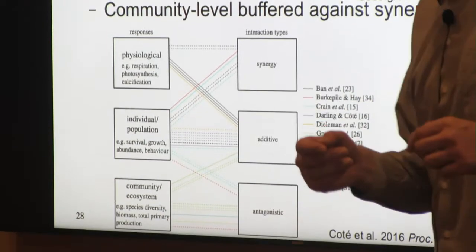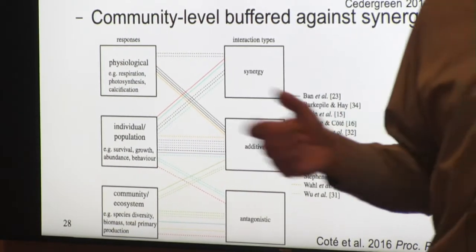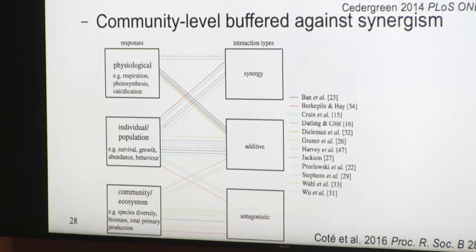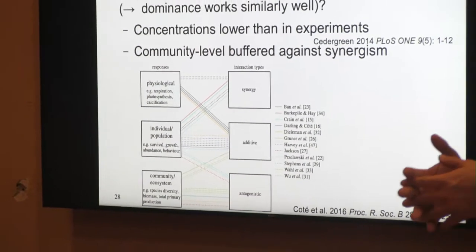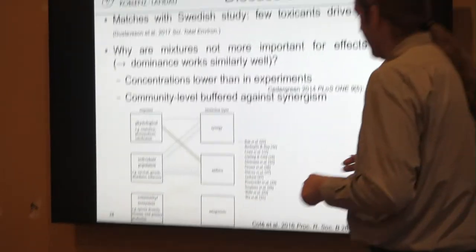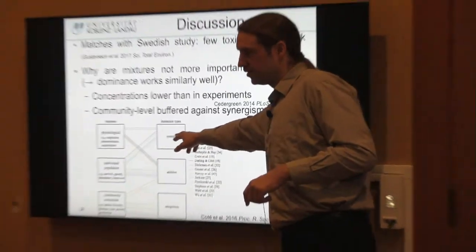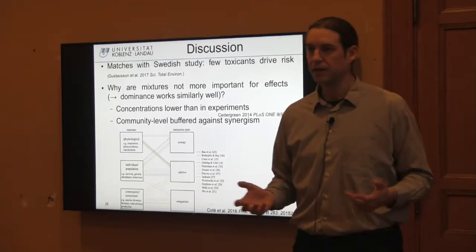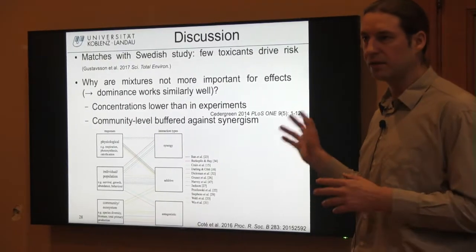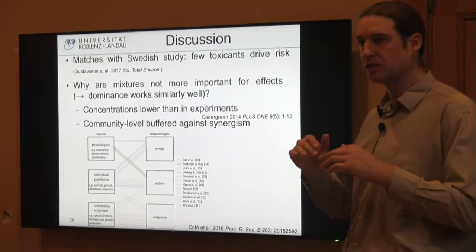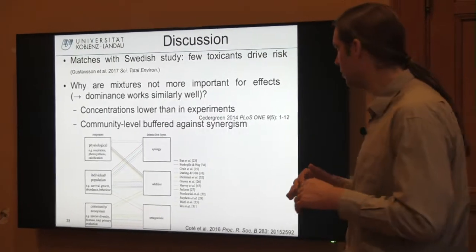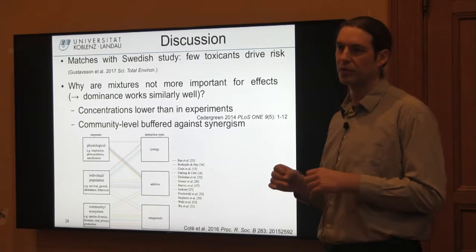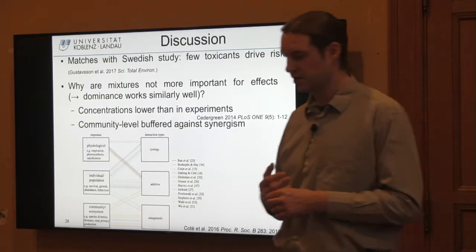If we are interested in populations, for example, we want to protect a certain dragonfly because of conservation purpose or whatever, then we might see much more synergy. That's the population level or the individual level. We certainly see much more of that if we are just interested from our protection goal. In the community and ecosystem level, we probably don't have to worry that much about the synergism.